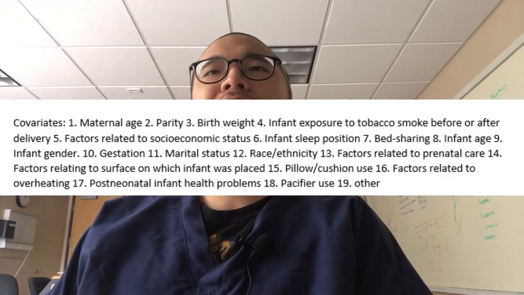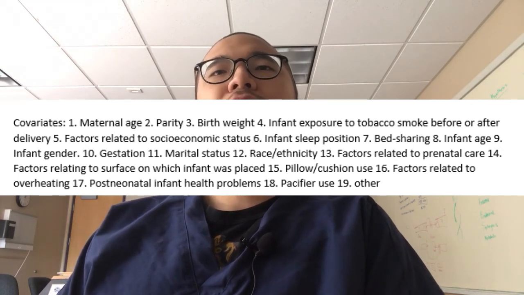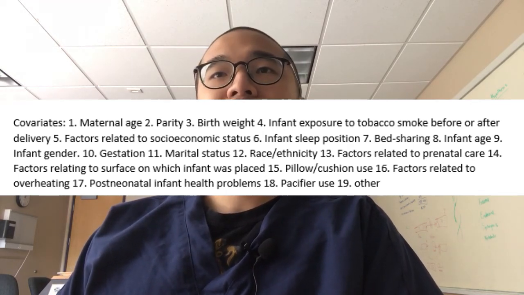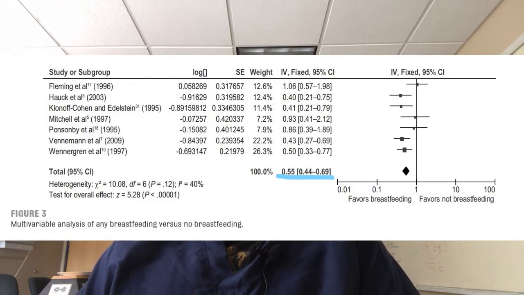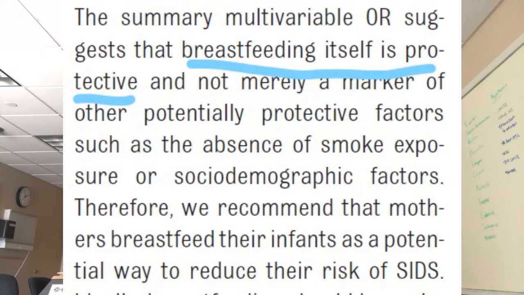Birth weight, if the infant's exposed to tobacco smoke before or after delivery, socioeconomic status, infant sleep position, and all these factors right here. And even controlling for that, the odds ratio was significant at 0.55, did not cross 1. Because that summary multivariable odds ratio was less than 1, it basically meant that, if I breastfeed my child, regardless of my race, my age, my socioeconomic status, my baby's less likely to die of SIDS compared to a mother who didn't breastfeed. And it seems like breastfeeding itself is a protective factor.